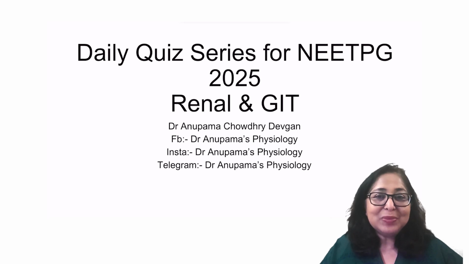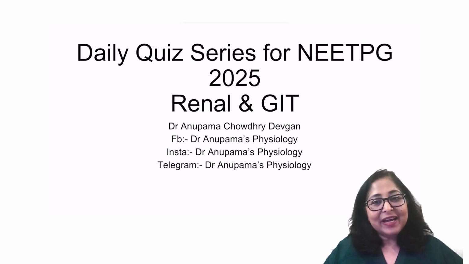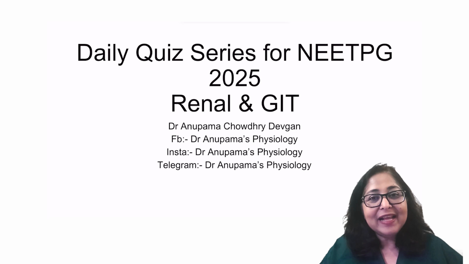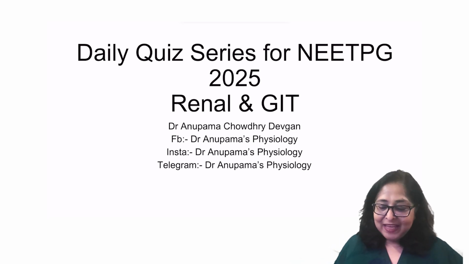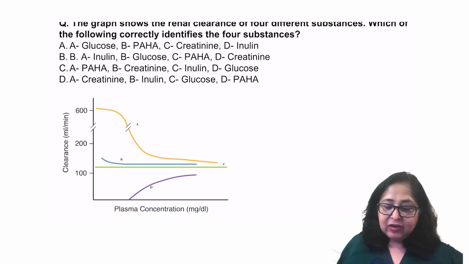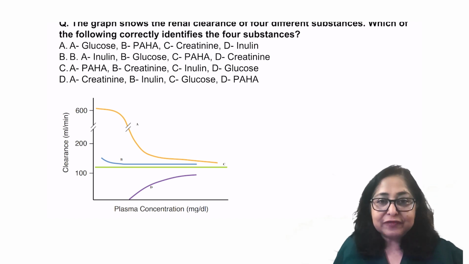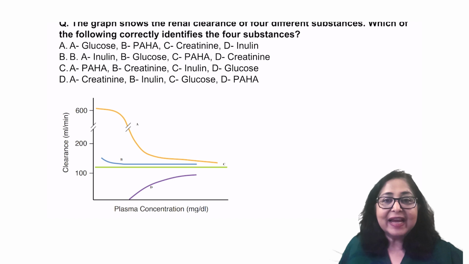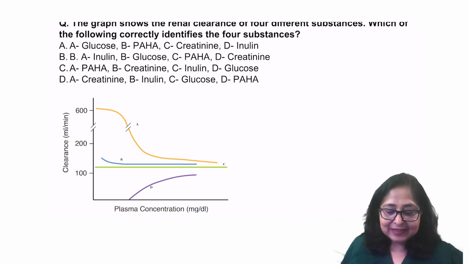to the NEET PG 2025. Today I shall be discussing questions from renal and GI tract. Let's look at the first question. The first one says, the graph shows the renal clearance of 4 different substances. Which of the following correctly identifies the 4 substances?